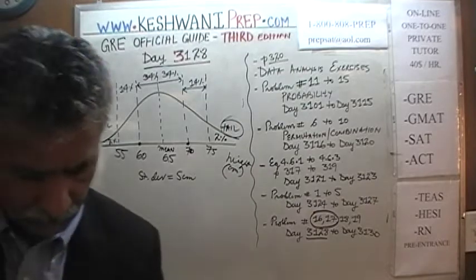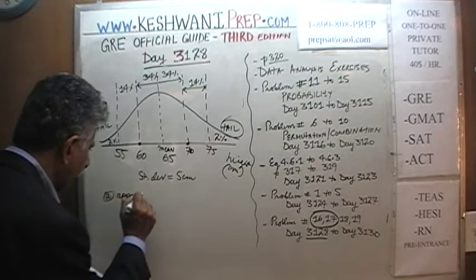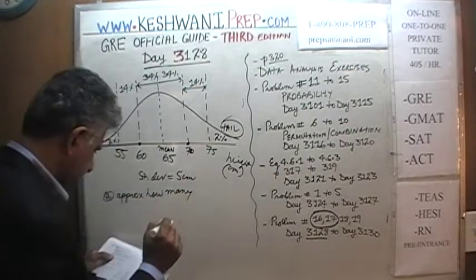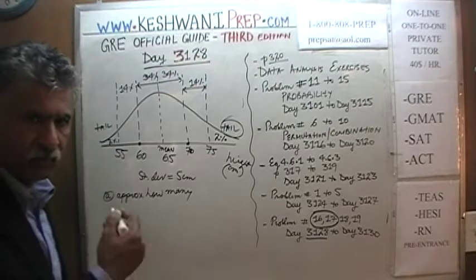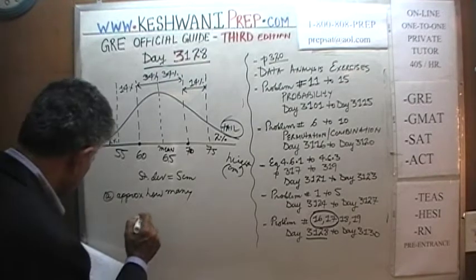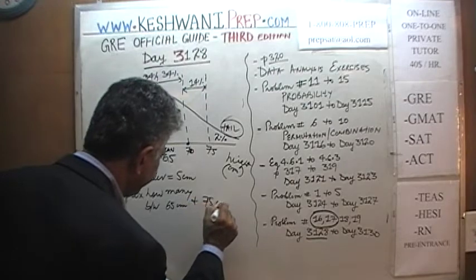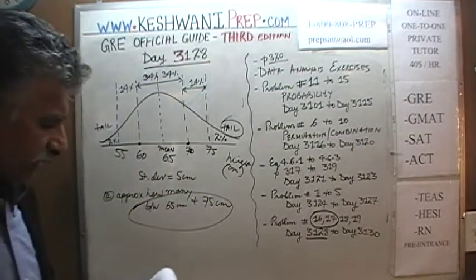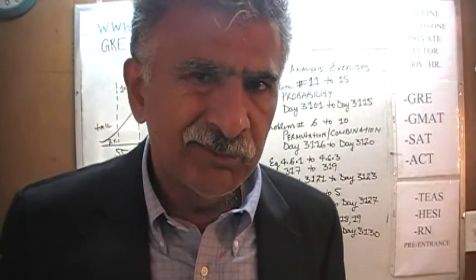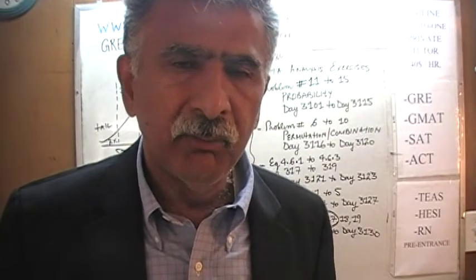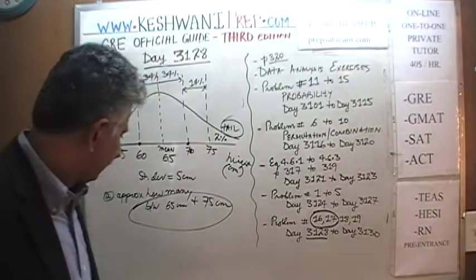Let's answer the first question, shall we? The first question says, approximately how many penguins are going to be between the heights of 65 centimeters and 75 centimeters, out of 3,000 penguins that we studied. We measured their heights, and we have a normal distribution based on our observation. Question now is, approximately how many of them are going to be between the heights of 65 and 75?